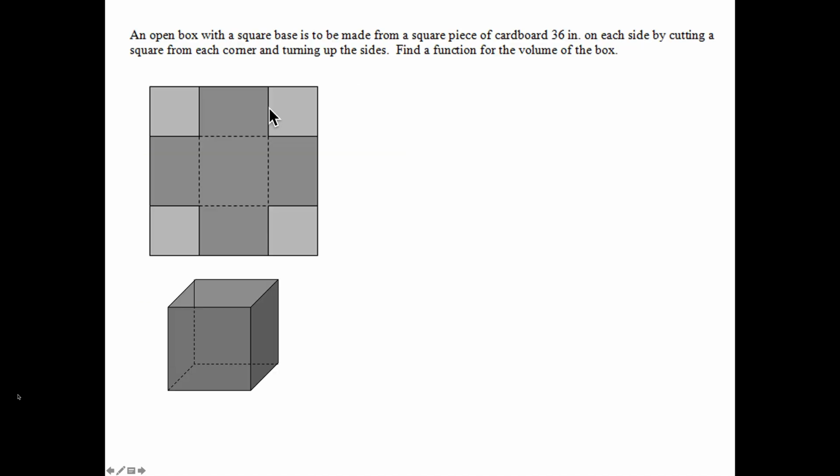Next example here, we have an open box with a square base is to be made from a square piece of cardboard, 36 inches on each side, by cutting out a square from each corner and turning up the sides. Find a function for the volume of the box.